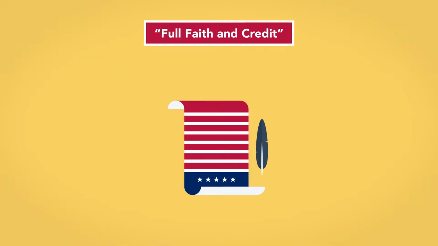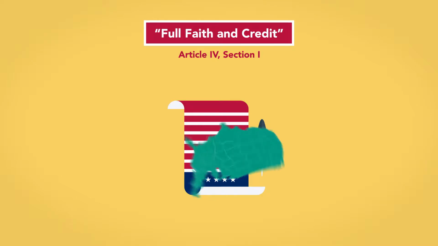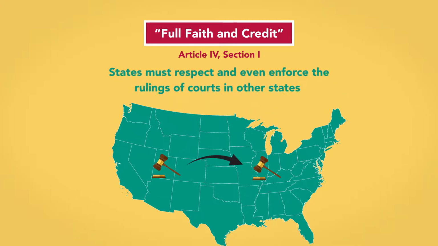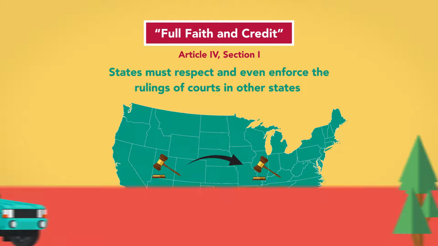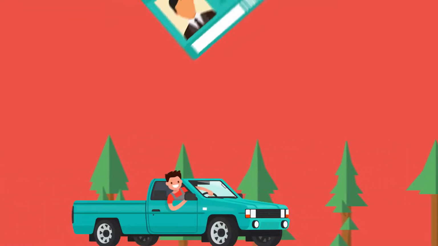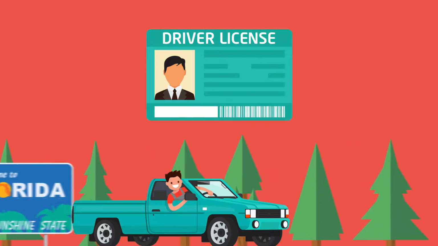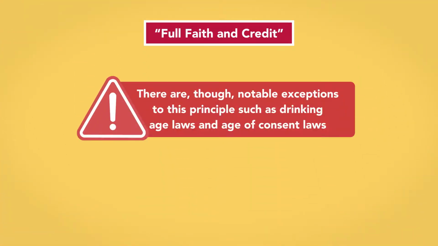The Full Faith and Credit Clause of Article 4, Section 1 of the United States Constitution requires that states give full faith and credit to the acting judgments of other states. This means that states must respect and even enforce the rulings of courts in other states. To cite one example that has little to do with domestic relations law, one state's driver's license allows the holder of that license to drive in any state. There are, though, notable exceptions to this principle, such as drinking age laws and age of consent laws.